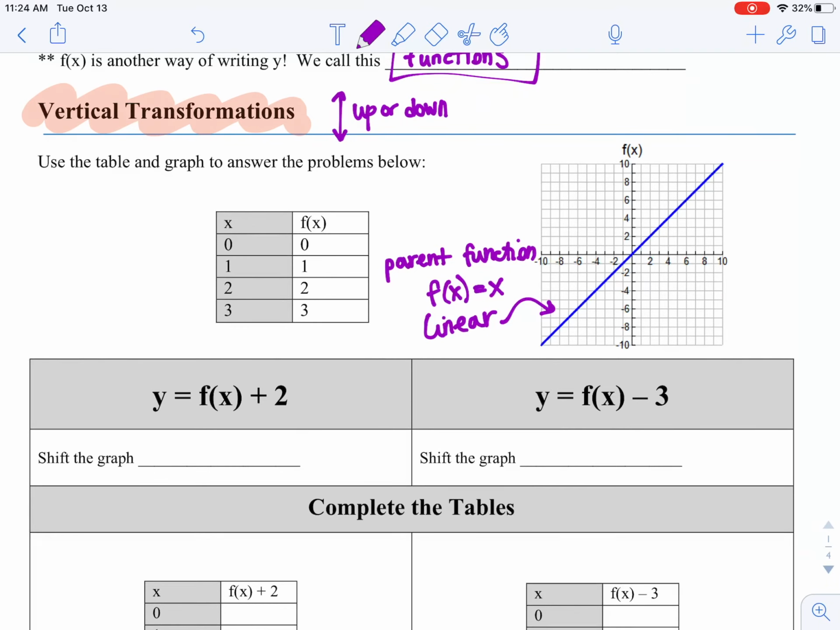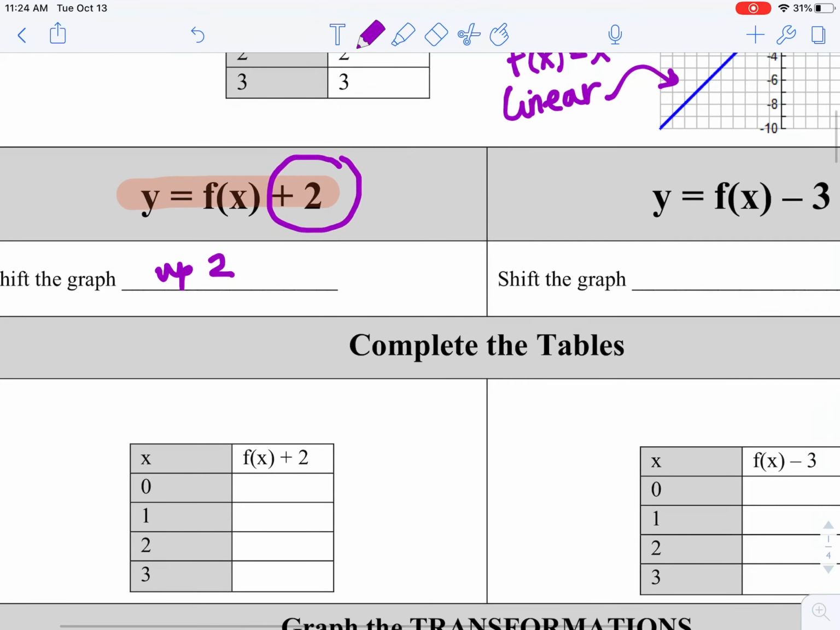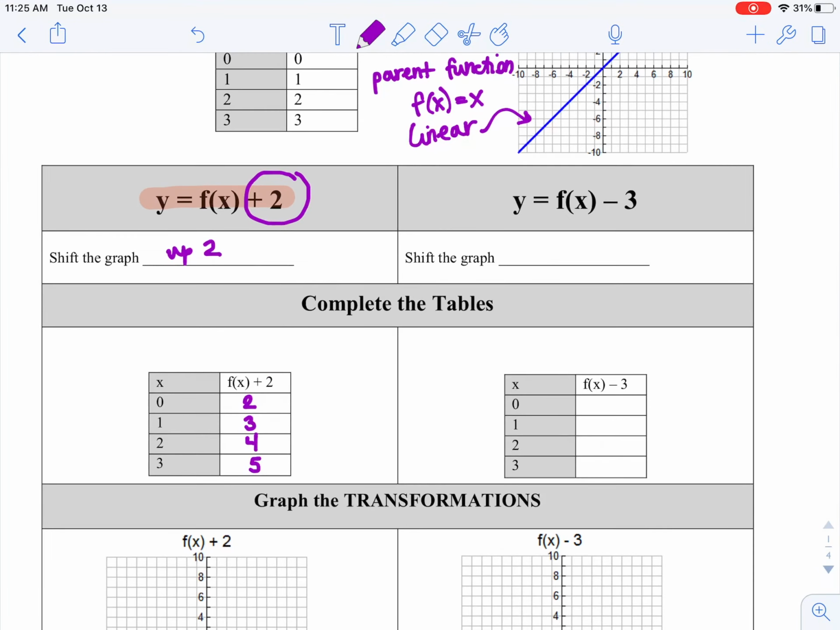So we're going to start with the example on the left here, y equals f of x plus 2, talking about vertical transformations. So this plus 2 here is going to shift my graph up 2 units. So let's complete the table first. If we have f of x plus 2, we are looking at 0 plus 2 is 2. 1 plus 2 is 3. 2 plus 2 is 4. And 3 plus 2 is 5.